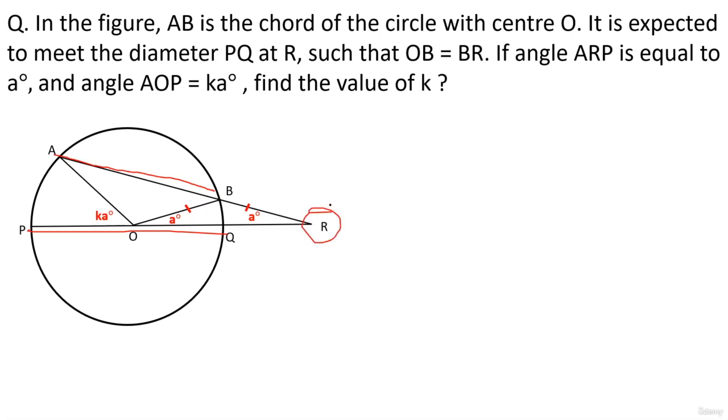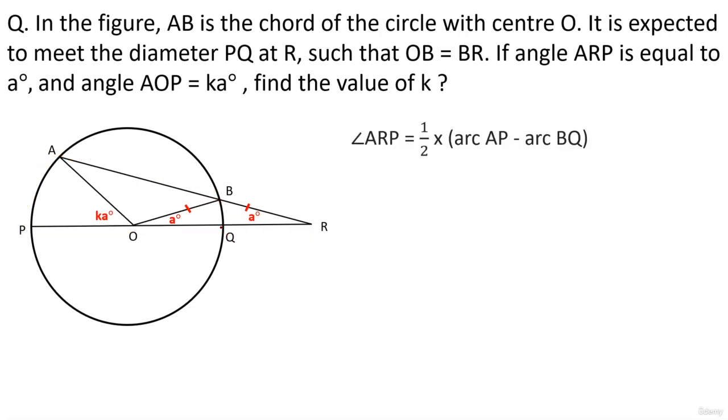We have studied this relation between the angle and the arc for the secants. Angle ARP will be equal to half of arc AP minus arc BQ, isn't it? So writing that equation, angle ARP will be half of arc AP minus BQ. Now, guys, angle ARP is nothing but A degrees, right? What is the arc AP right now, guys? The arc AP will be equal to the central angle, which will be KA, right? So arc AP is nothing but KA degrees. Similarly, arc BQ: the central angle is A degrees in this case, right? So arc BQ is equal to the central angle, which will be A degrees.